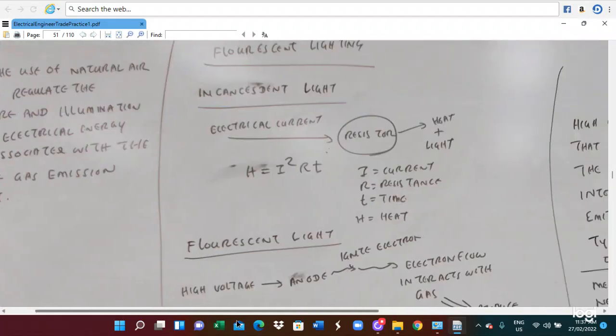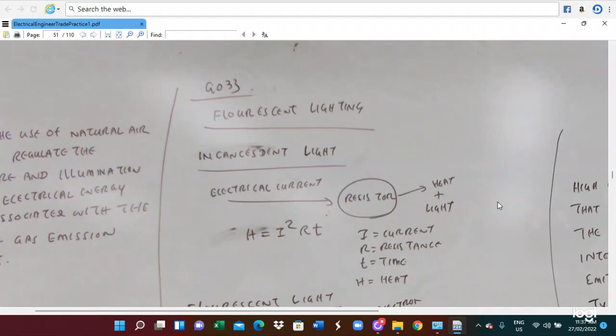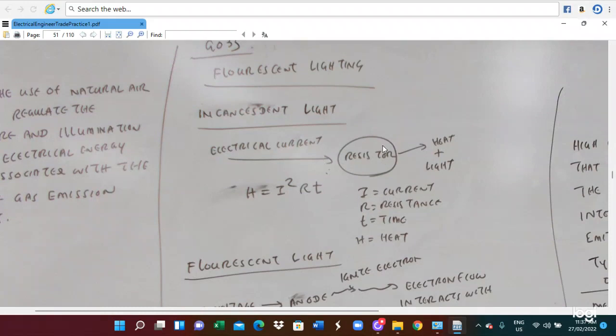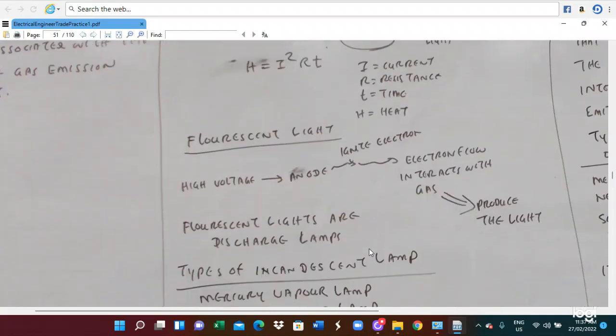So we're talking about the flash and lighting. In the lighting, a heat electrical current is produced. The electrical current goes to the resistor and produces heat. So we use H equals I squared RT, where I is the current, R is the resistor, T is the time, and H is the heat. The flash and lighting is different.